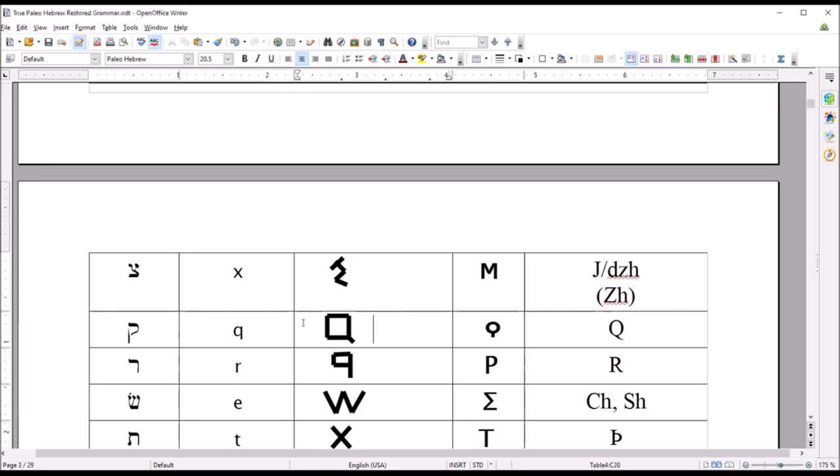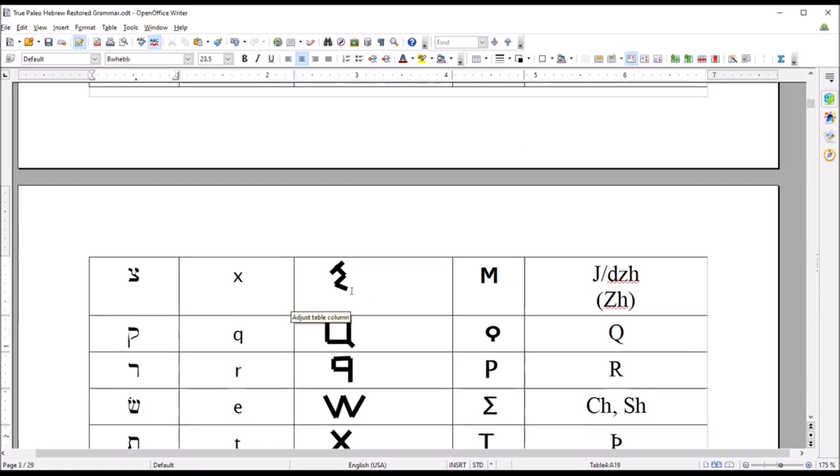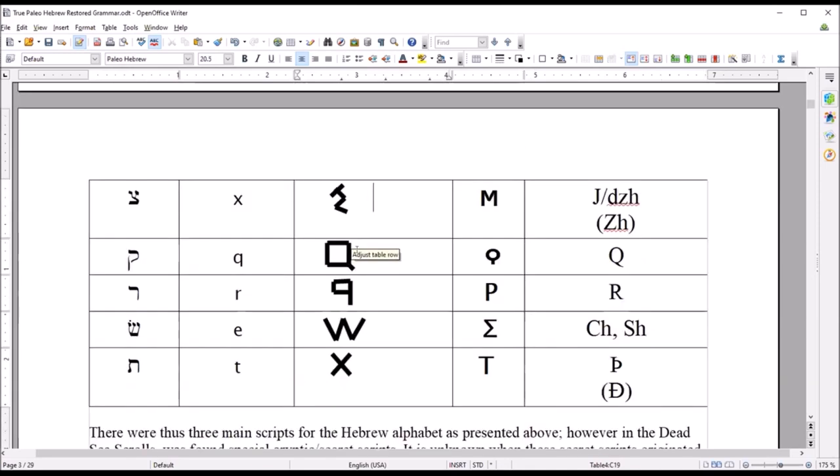So now we've got Sadi, which almost kind of looks like a J if you look at it, but I actually think J might come from the letter I when you look at the English alphabet, so that might just be a coincidence that they look similar in form. But the next after that is the letter Q, which in Hebrew was Kof, and it corresponds with the English letter Q.